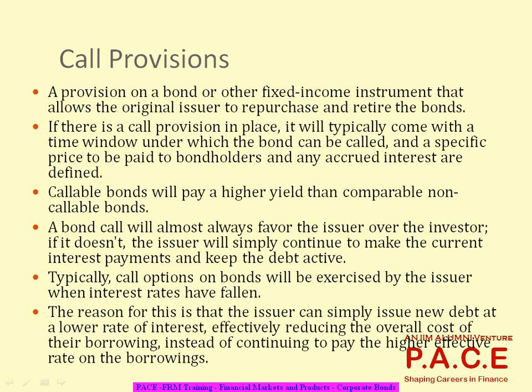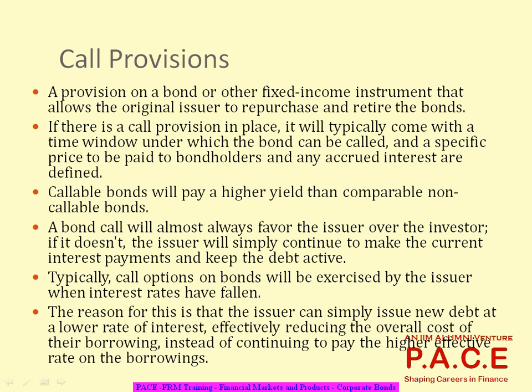So we have discussed that a call provision on a bond allows the original issuer to repurchase and retire the bonds, call back the bonds, repurchase them and retire. It typically comes with a time window. They'll say after 5 years we can call back, or after 7 years we'll call back, at a specific price. After 5 years if we are calling back, we'll pay this much. After 7 years, we'll pay this much.